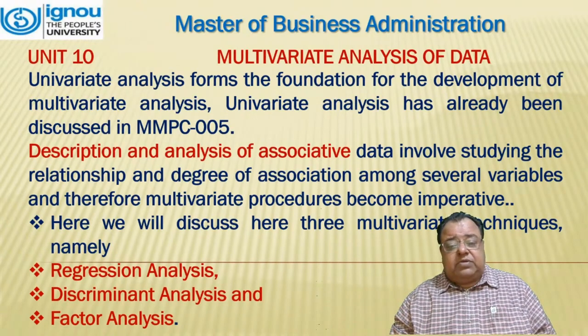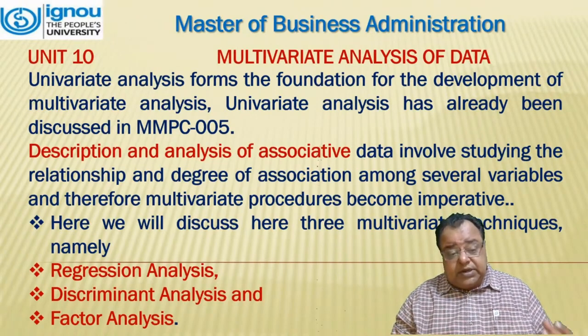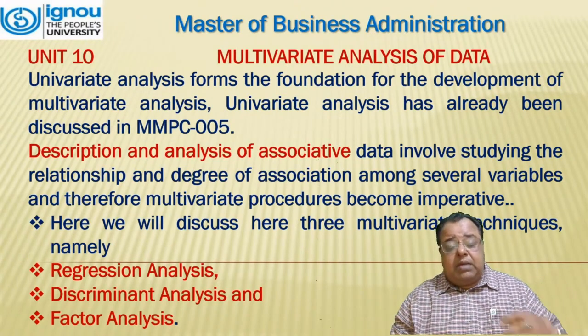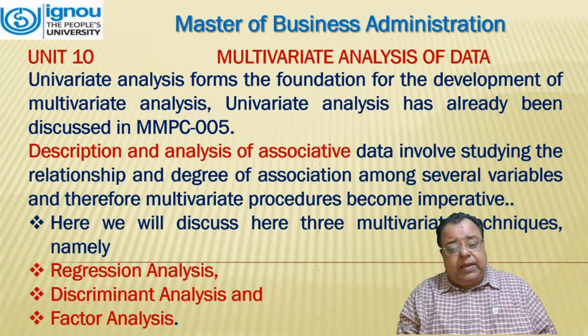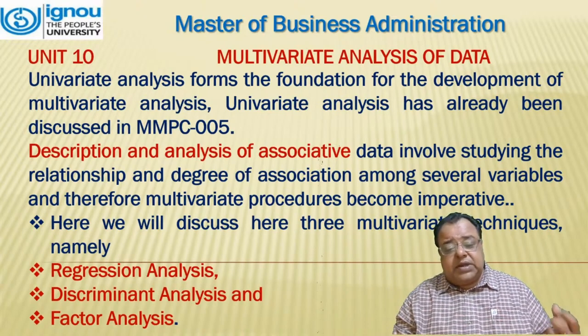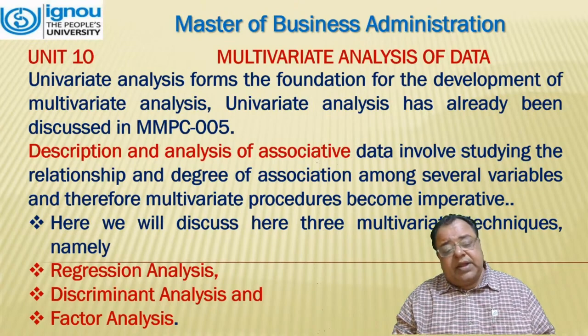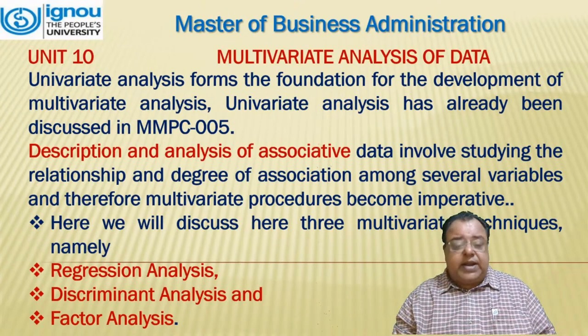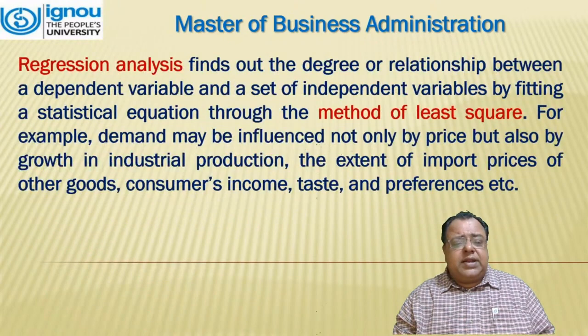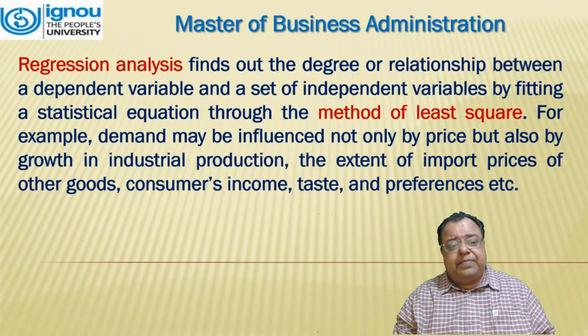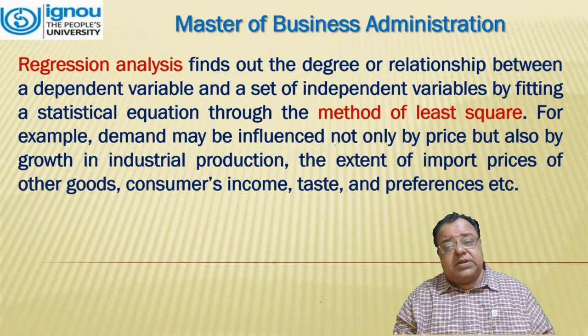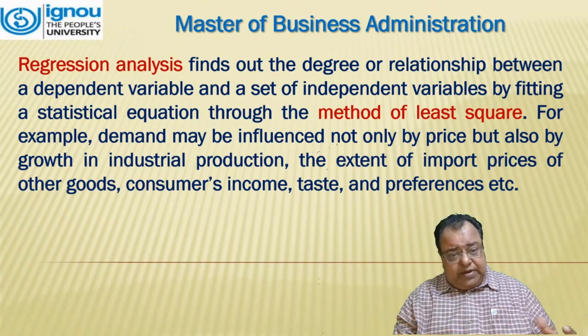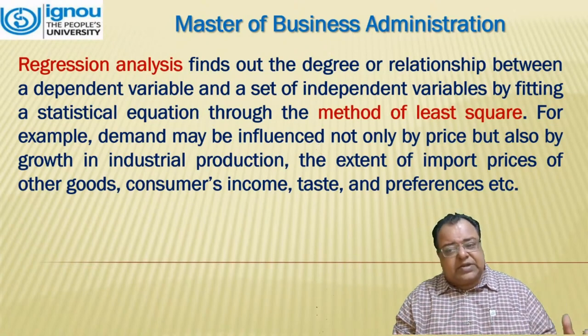Description and analysis of associative data involves studying the relationship and degree of association among several variables, and therefore multivariate procedure becomes imperative. Here we will discuss three multivariate techniques, that is regression analysis, discriminant analysis, and factor analysis. Regression analysis finds out the degree of relationship between a dependent variable and a set of independent variables by fitting a statistical equation through the method of least squares.